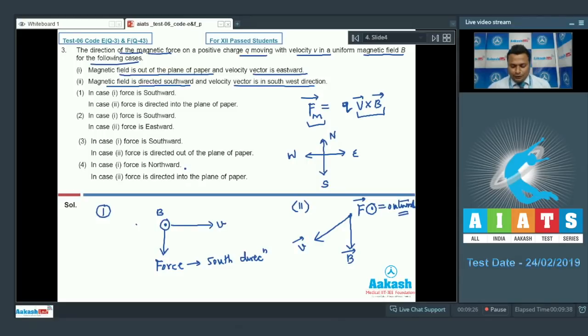Now if you go for the options, we will find that option number 3 is absolutely matching. The force is southward for case 1, that is correct. The force is directed out of the plane of paper for case 2, correct. So option number 3 will be correct. Now let us proceed to the next question, that is question number 4.